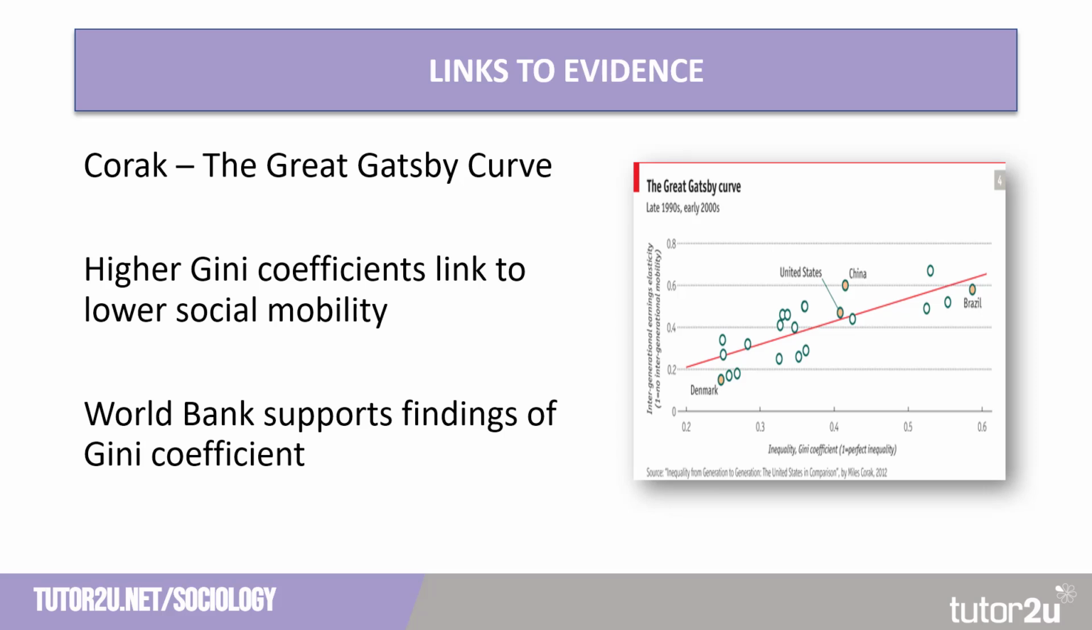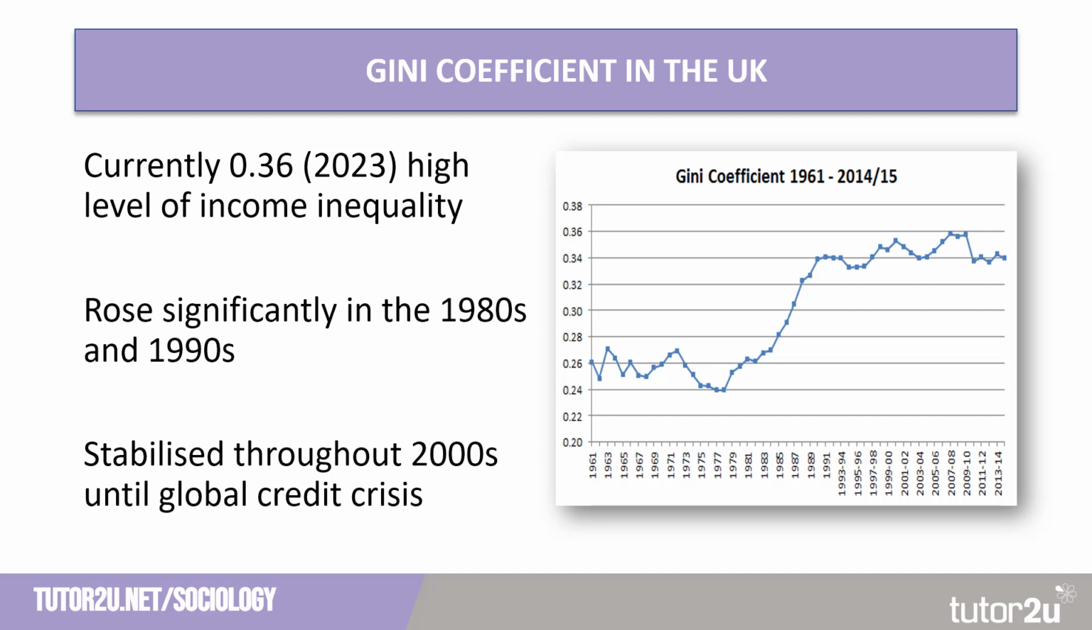The Gini coefficient in the UK has fluctuated over the years, reflecting changes in economic policy, social welfare programmes and broader economic conditions. As of the latest available data, the UK's Gini coefficient stands at approximately 0.36, indicating a relatively high level of income inequality compared to other developed nations. This level is higher than many European countries, but lower than the United States, which has a Gini coefficient closer to 0.41.